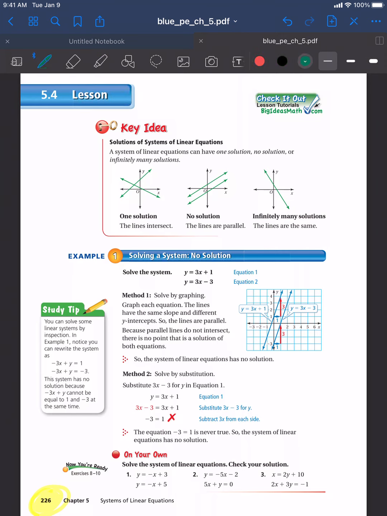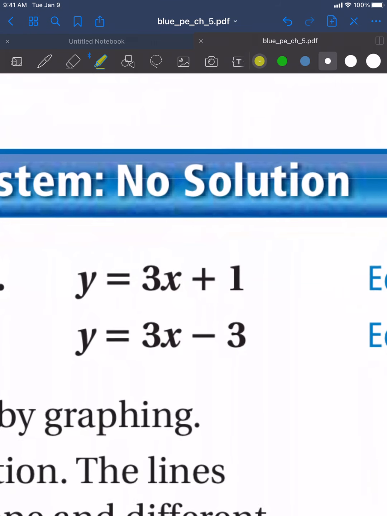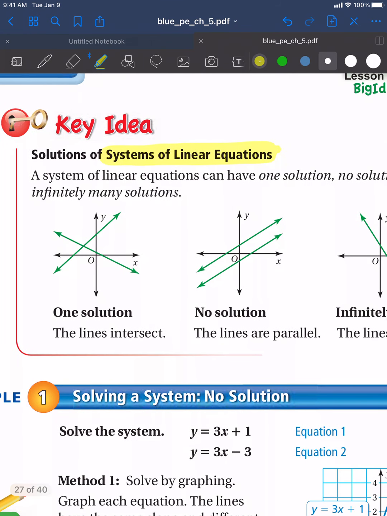All right, here's the main point of this lesson. The lesson is telling us that sometimes a system of linear equations, remember we learned that that means it's two equations together, right? Like what we've been doing. Sometimes your system of linear equations can only have one solution, and that's what we've been doing for the past 2 weeks. The one solution is right here where they cross in the middle, okay?